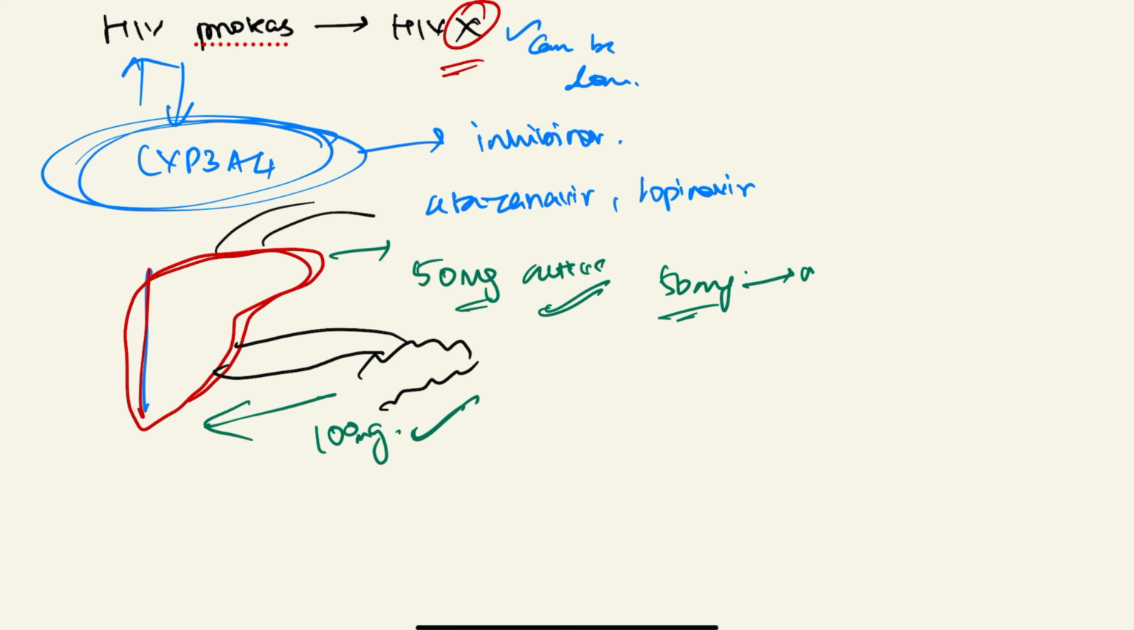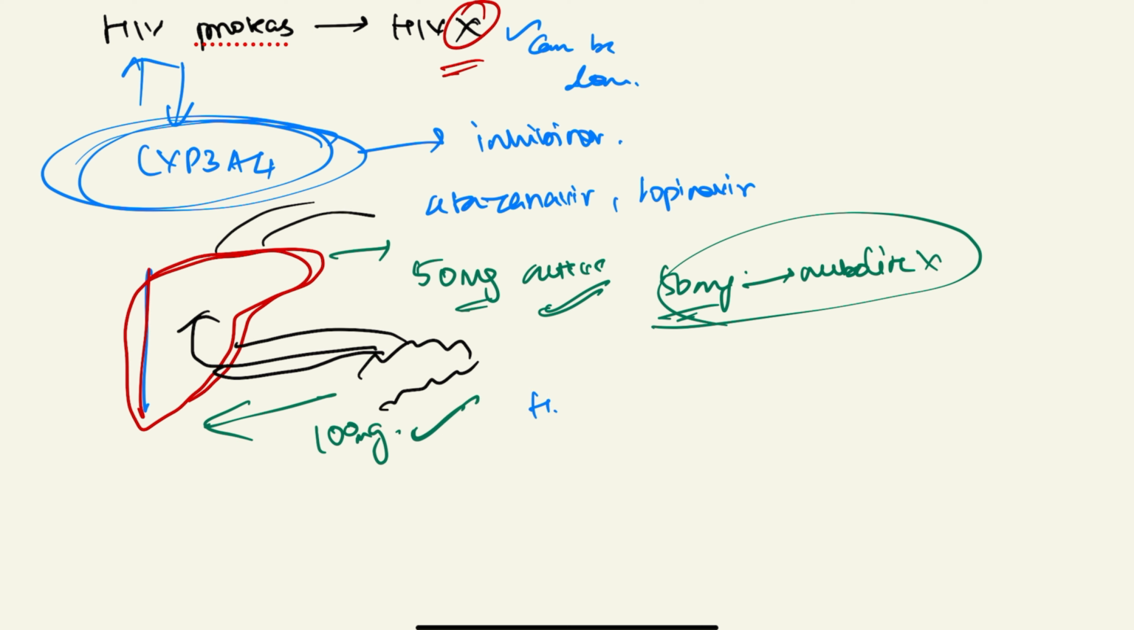What is hepatic extraction ratio then? It is the amount of the drug that is metabolized in the first pass metabolism, that is as soon as it enters the liver. Now what about the drugs which have high hepatic extraction ratio? It will easily get metabolized and it will be easily excreted.